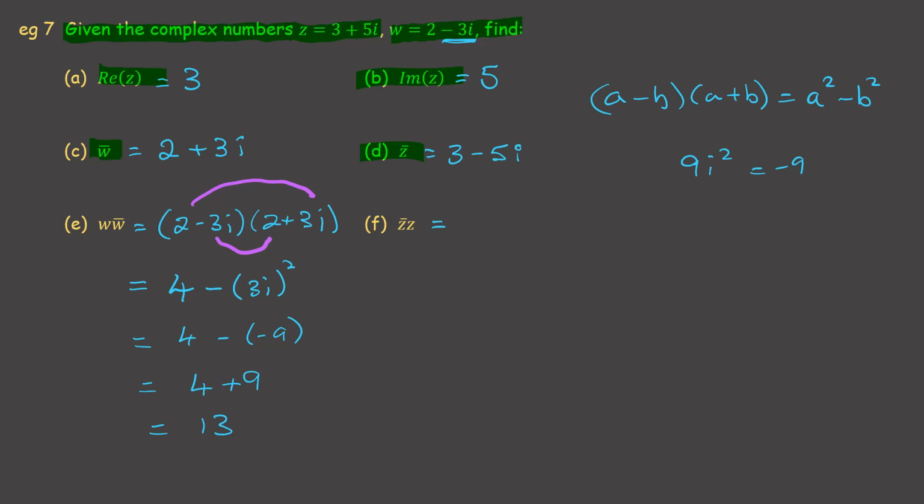z bar z, 3 minus 5i, 3 plus 5i, and in the same way as the other one, that's going to be 3 squared, take away 5i squared, so that will end up being 9 plus 25, which is 34. Now we're going to use the results down here in the next example, and it's an important result, and we'll talk about that later as well.